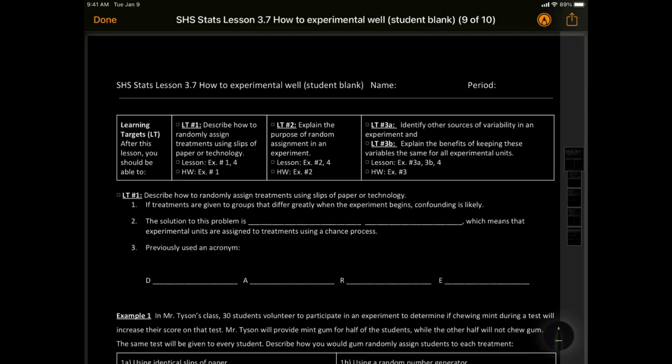Hey guys, let's go over stats lesson 3.7, how to experiment well. And I want you guys to start thinking about a question you have or even an experiment that you would implement. What's our learning targets?